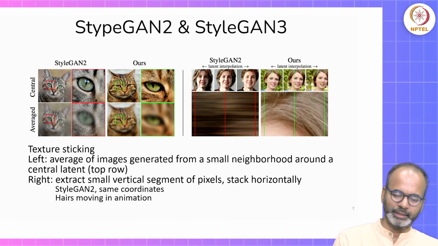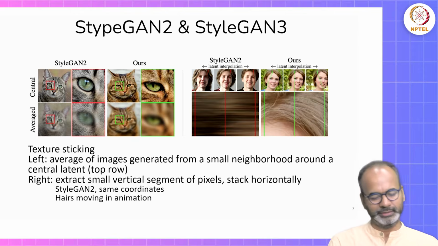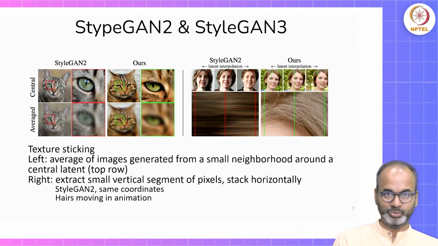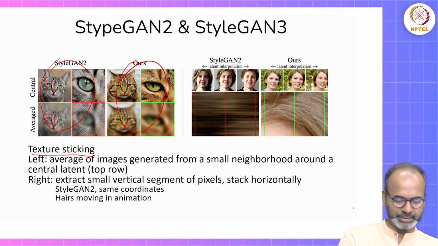So here is one. Here are some examples of how these gradients could be calculated, how these methods have also evolved. StyleGAN 2 and StyleGAN 3 are some methods that are available for pixel attribution. So images are here. We'll walk you through what these images are. It's texture sticking, figuring out the texture of the images. Left is the average of images generated from a small neighborhood around the central latent.